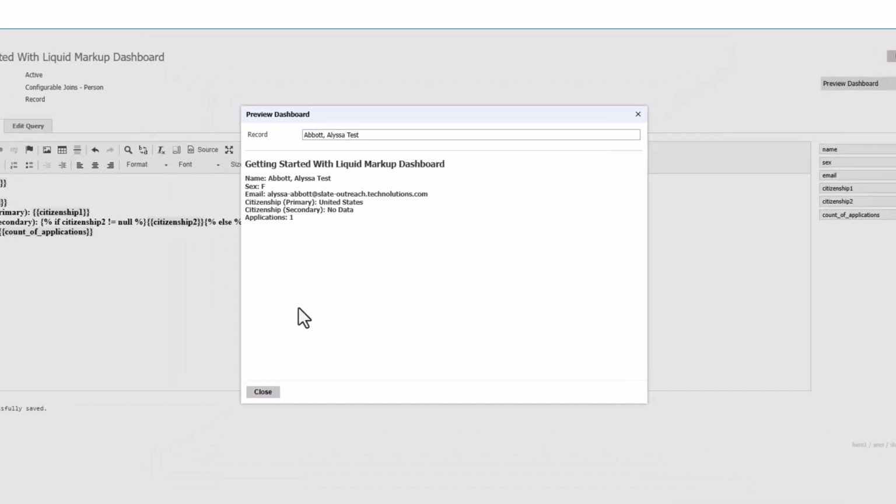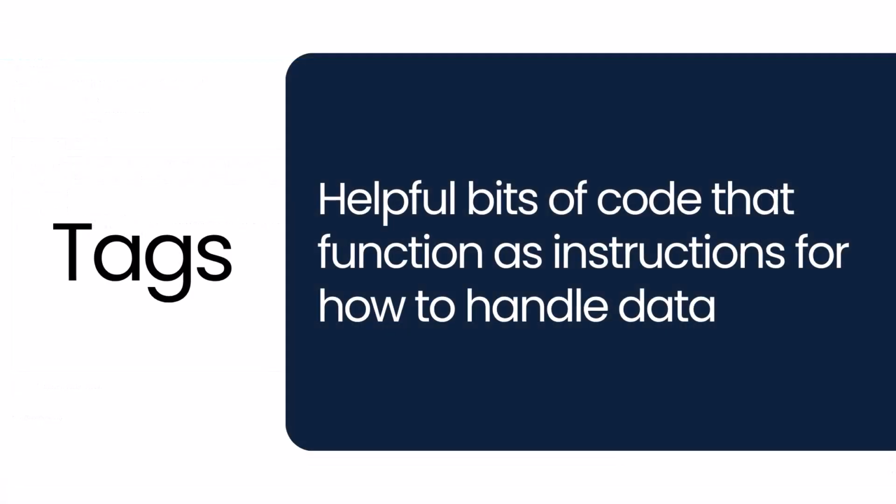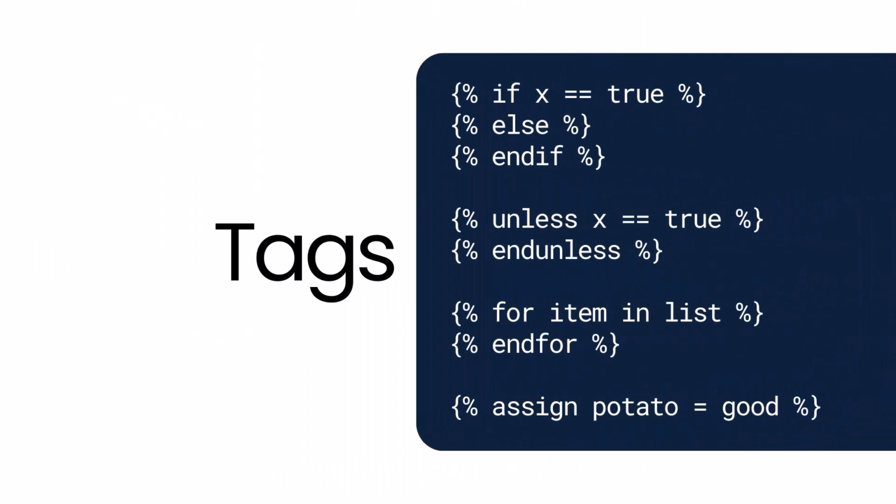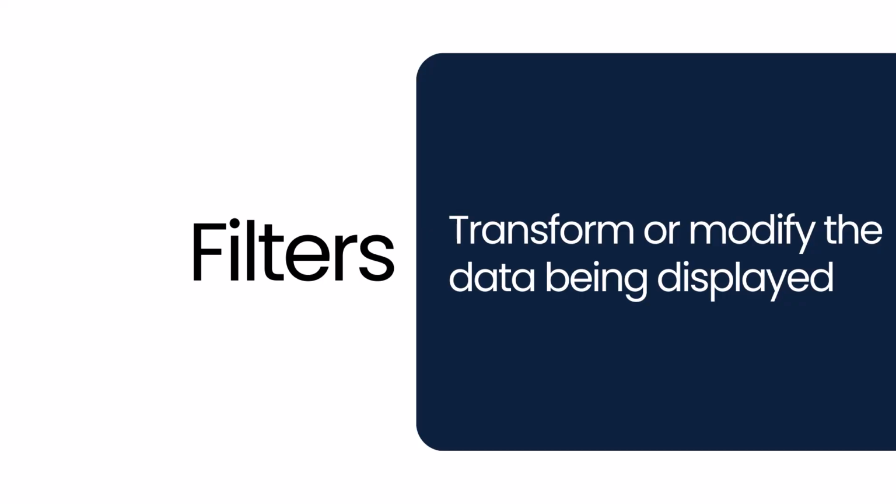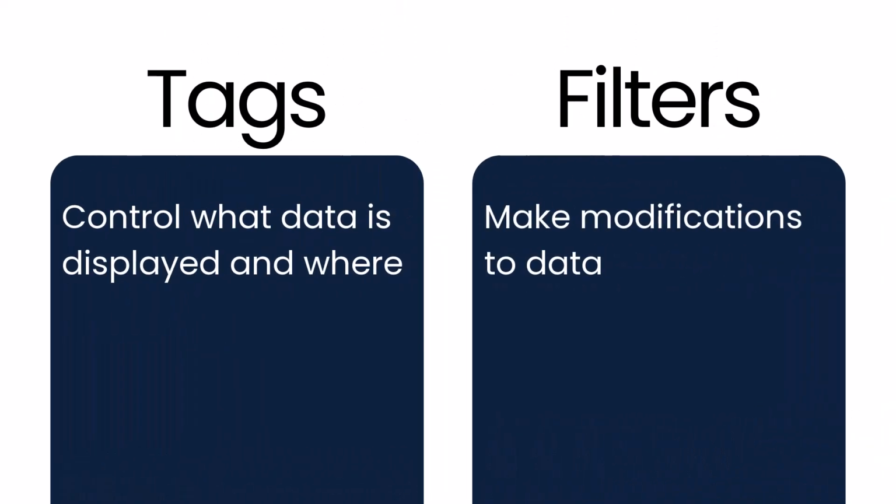Tags in Liquid Markup allow us to provide instructions on how to handle different scenarios. If, else, and end if are just a few of the tags available in Liquid Markup. The Slate knowledge base contains lots of great helpful information about other Liquid Markup tags and how they can be used. Tags are just one of the tools that Liquid Markup provides. While tags control what data is displayed and where, filters allow us to make modifications to that data.